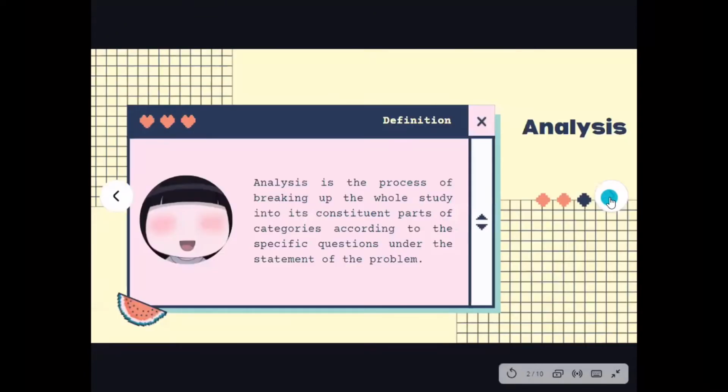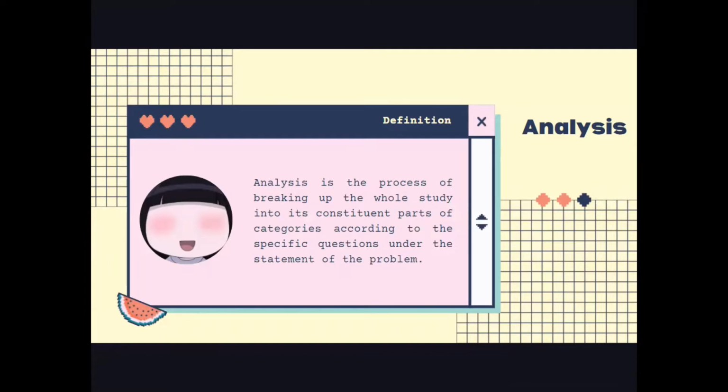So first we have analysis. How do we define analysis? Analysis is the process of breaking up the whole study into its constituent parts or categories according to the specific questions under the statement of the problem. This is to bring out into focus the essential features of the study.